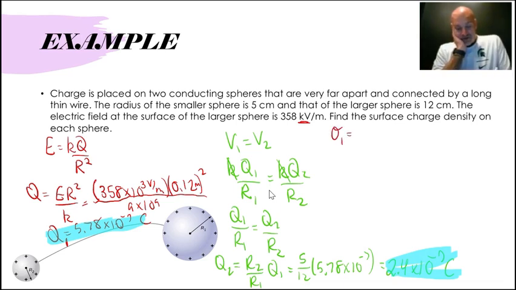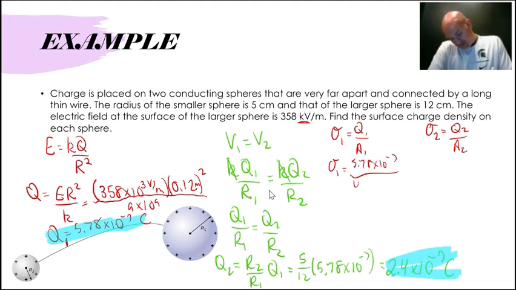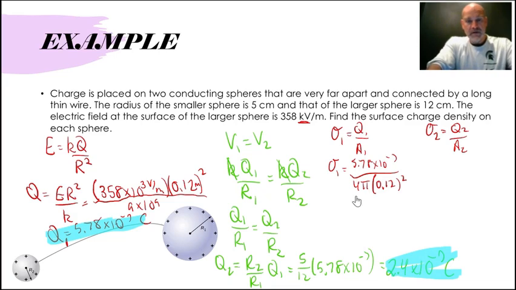So sigma 1 equals Q1 over A1. Sigma 2 equals Q2 over A2. So sigma 1 equals 5.78 times 10 to the negative 7th divided by 4 pi, yes, sorry, because it is a surface area, 4 pi times 0.12 squared. Did I write this number down? How come I'm not writing these numbers down? I have the work on this document, but for some reason I'm not writing numbers down. Which brings me to a good point. Make sure you write numbers down.